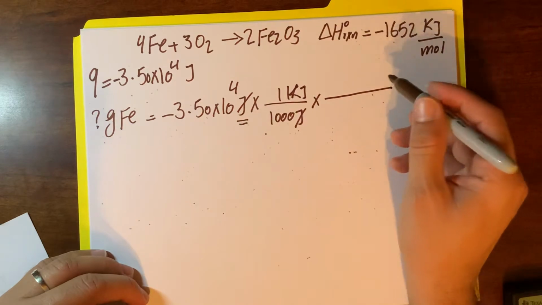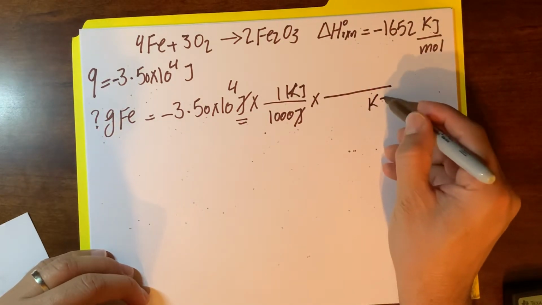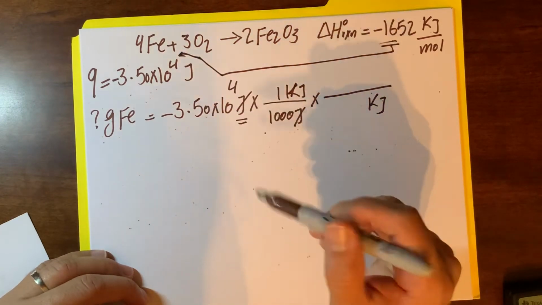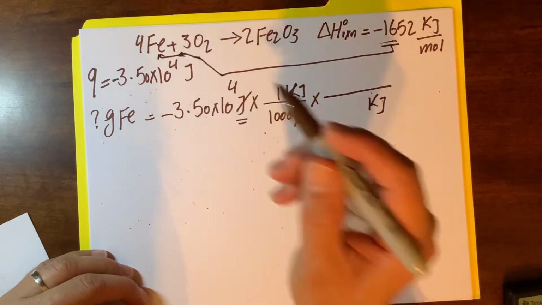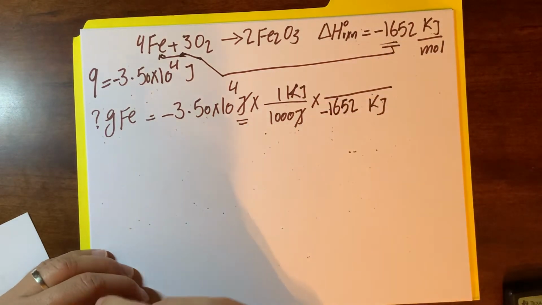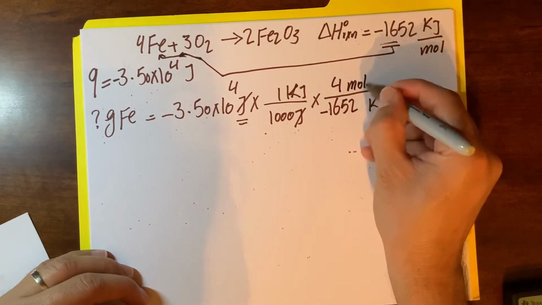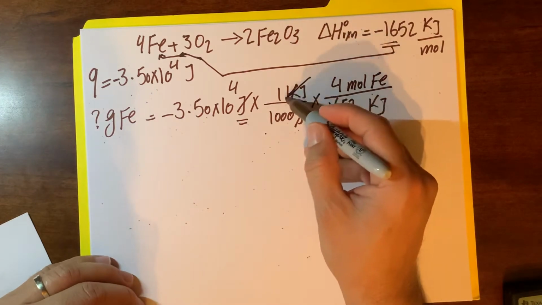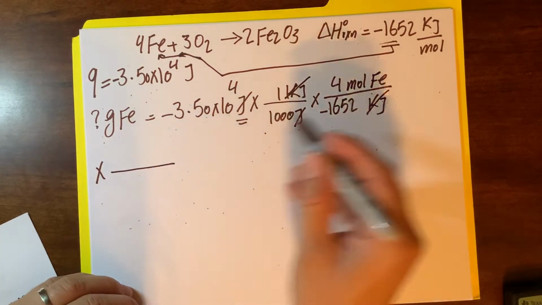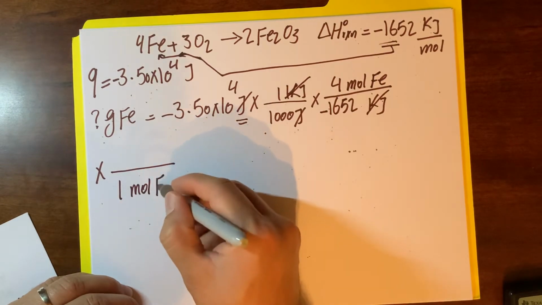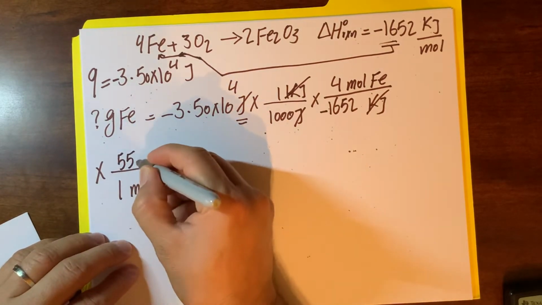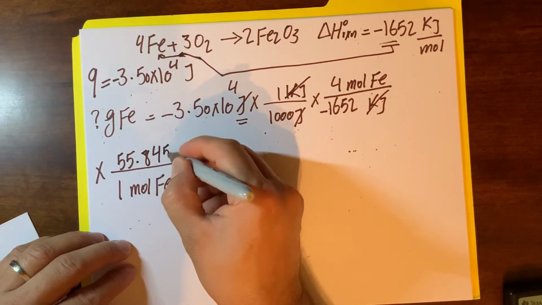Now time to use delta H. I have unit of kilojoule, so you will write the kilojoule there. Now you want to connect the kilojoule to mass of iron. This number says whenever you get 1652 kilojoule, that means you started with 4 mole iron. So now kilo by kilo is gone, and we got mole of iron. Last thing that you need to do, you transfer mole to gram. You say 1 mole of iron multiply molar mass of iron, which is equal to 55.845 gram of iron.